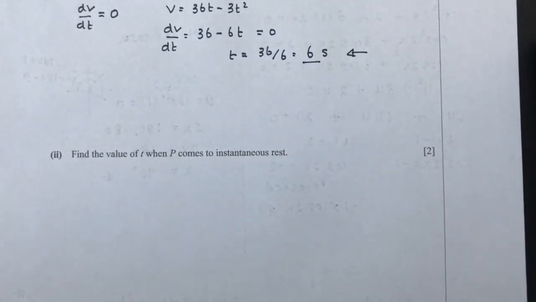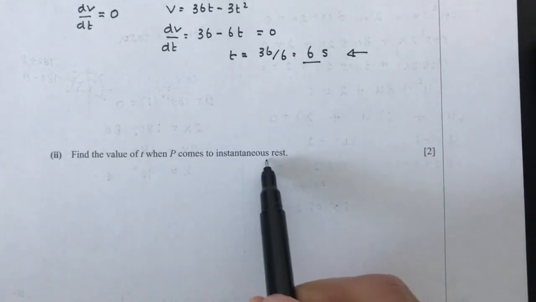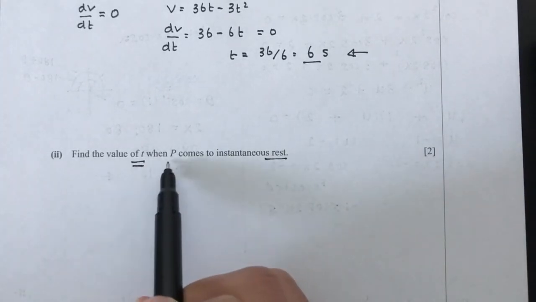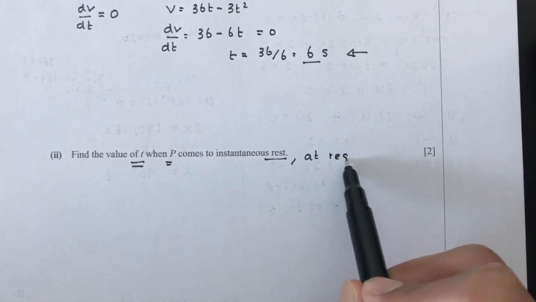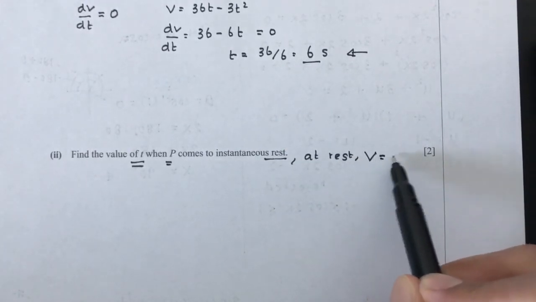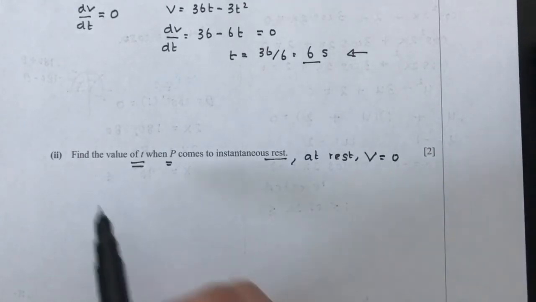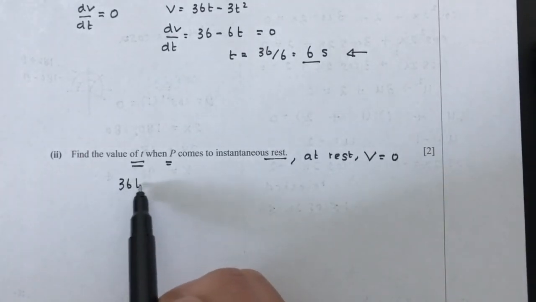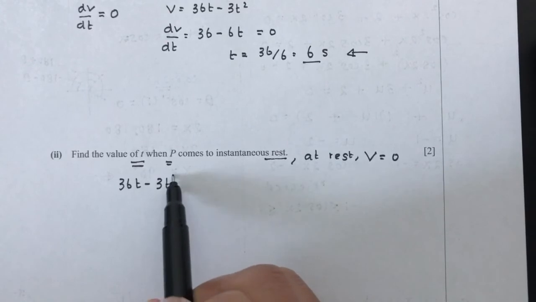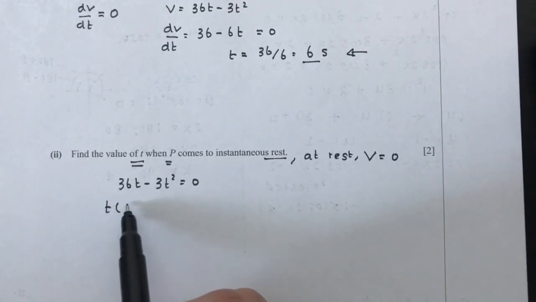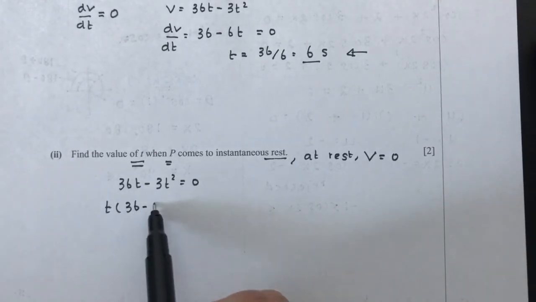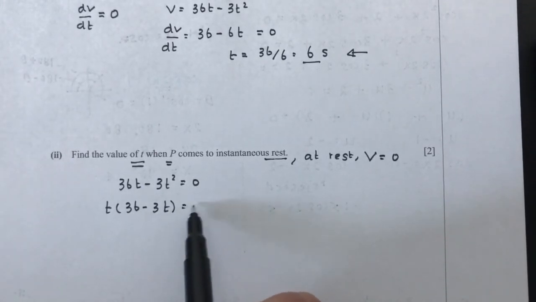Now for part 2, find the value of t when p comes to rest. So at rest, what do you know? The value of v is 0. So v you know already, it is 36t minus 3t squared equal to 0. So factorize t outside, you have t times (36 minus 3t) equal to 0.